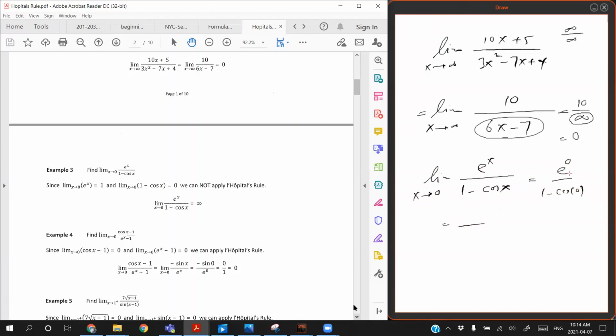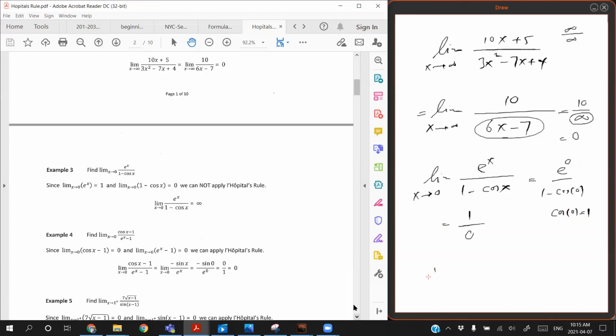That's going to be e to the power of 0 is 1, and cosine of 0, that's going to be, sorry, 1. So 1 minus 1 is going to be 0, because cosine of 0 is 1. And now in this particular case, when you have 1 over 0, it means that the denominator is approaching 0. Depending on whether it approaches 0 from the right or from the left, we are going to have either infinity or minus infinity.